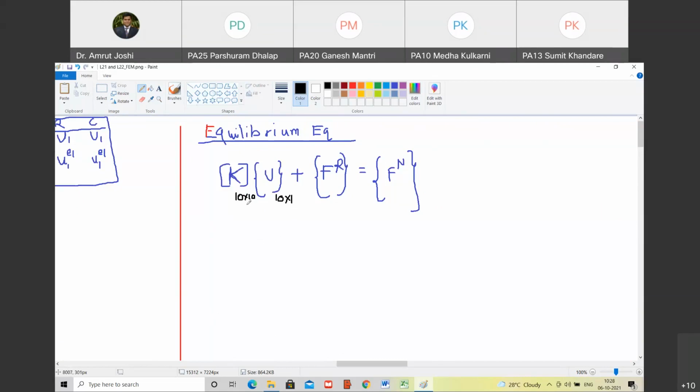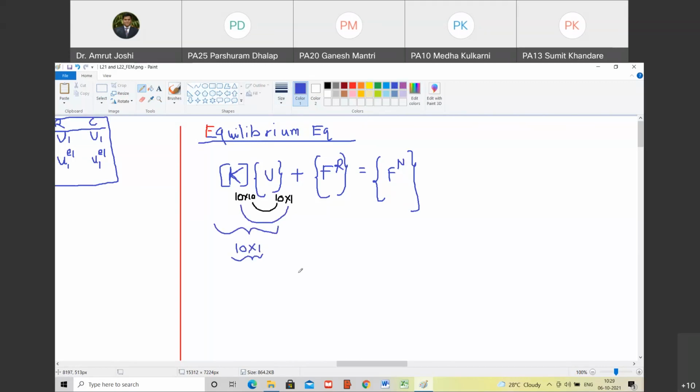Yes, sir. Now is the multiplication possible? Yes, because this 10 and this 10, the number of columns of the K matrix, match the number of rows of the U matrix. So therefore this multiplication is possible. And what is the size of the multiplication? It is a 10 cross 1 matrix. So the first term is going to be 10 cross 1.